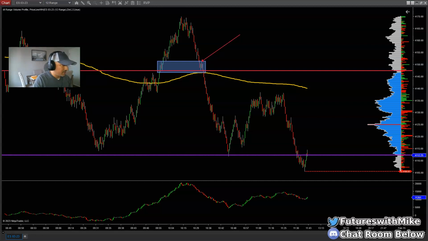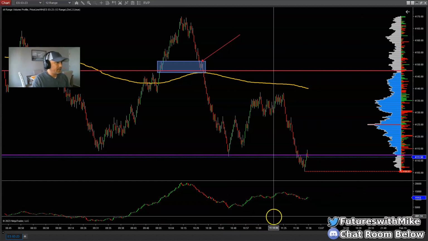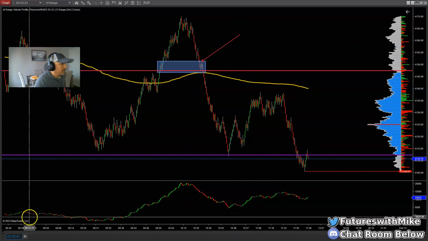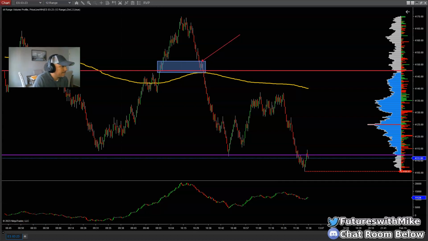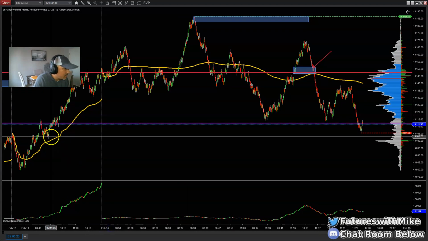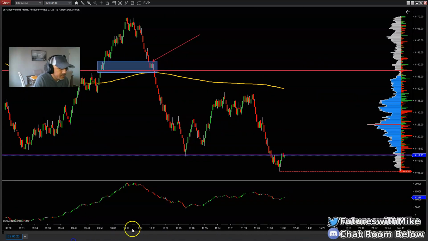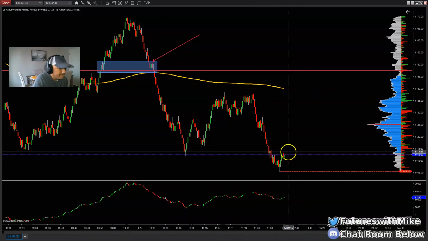It's bouncing off a demand zone from a few days ago. I'll show it to you here in a second. Just trying to see what it's trying to accomplish here. This right here is the area that it's bouncing off of. You can see it right here at pretty much 06. Okay, so let's see what happens here.